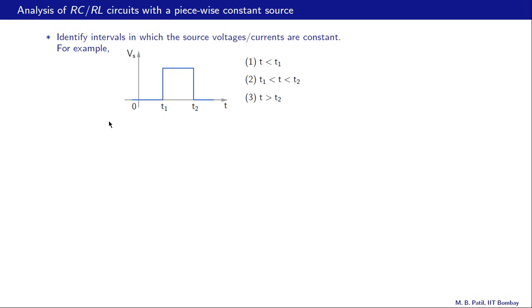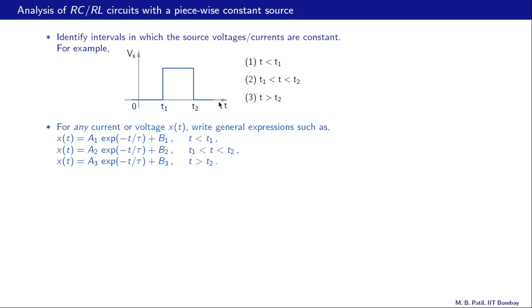Clearly this is not a DC source or a constant source, but it is piecewise constant. We have one piece here which is constant, another piece which is constant, and a third piece which is constant. And in each of these intervals we can use the expressions that we have derived. For any current or voltage x of t in the circuit, we can write a general expression such as x of t equal to a1 e raised to minus t by tau plus b1 for the first piece, that is t less than t1.